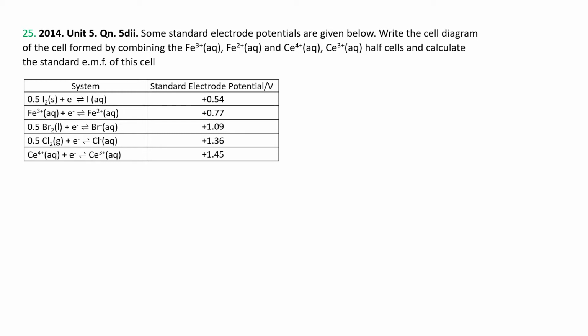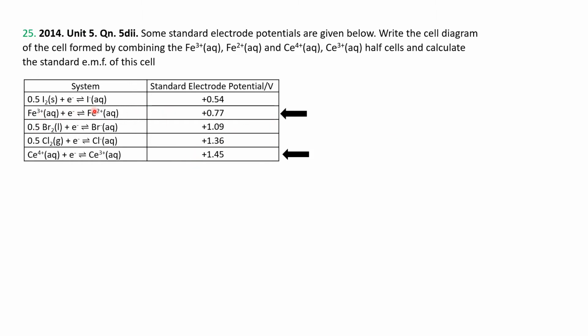So the last few questions, we're talking about galvanic cells. Some standard electrode potentials given below. Write the cell diagram of the cell formed by combining Fe3+/Fe2+ and Ce4+/Ce3+ half cells. So these are the reactions we're interested in.